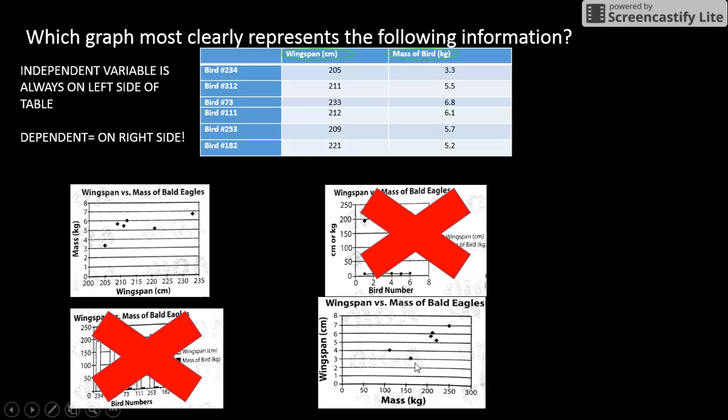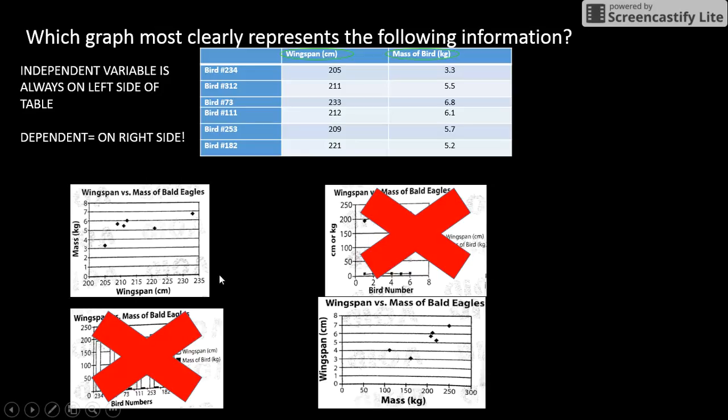So key things here, there's two ways we can figure this out. One is, if we remember that the independent variable is always on the left side of the table, we know that wingspan is the independent variable. Independent variable is always on the x-axis. This one is the only one that labels it on the x-axis.